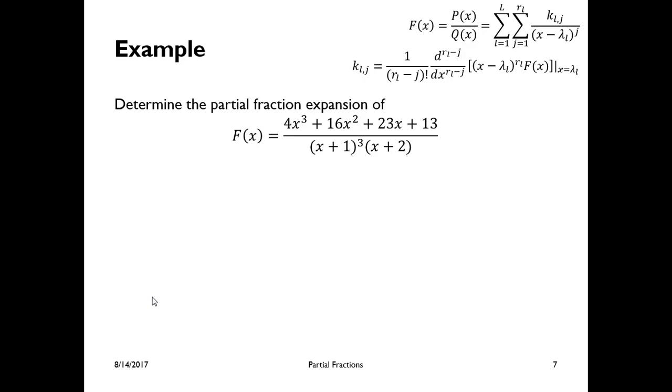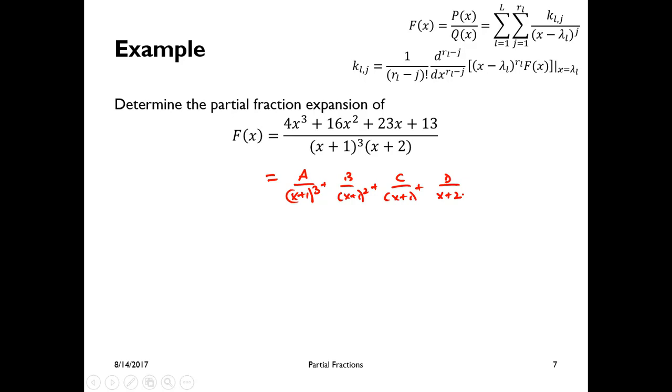Let's take a look at an example. We want to determine the partial fraction expansion for the following rational function. In this case, we have one of the roots, x equal to minus 1, that has multiplicity 3. So we're going to have 3 terms in our partial fraction expansion involving x plus 1. So we write our partial fraction expansion as follows: A over x plus 1 cubed plus B over x plus 1 squared plus C over x plus 1 plus D over x plus 2.